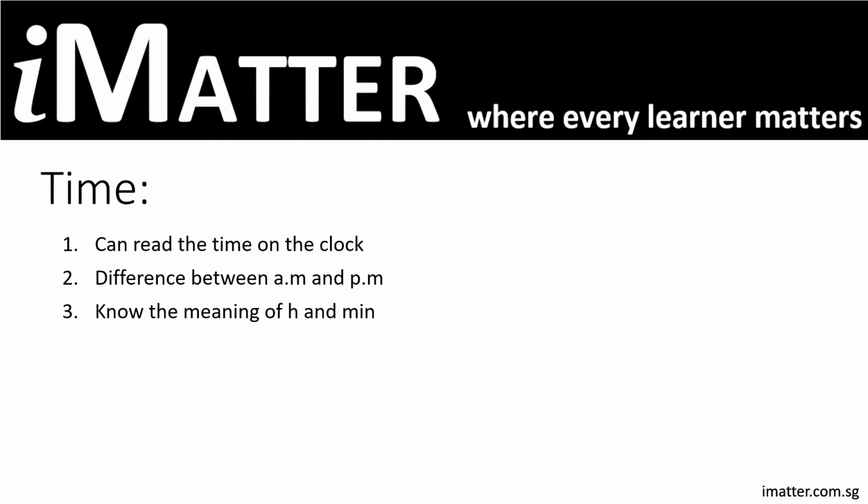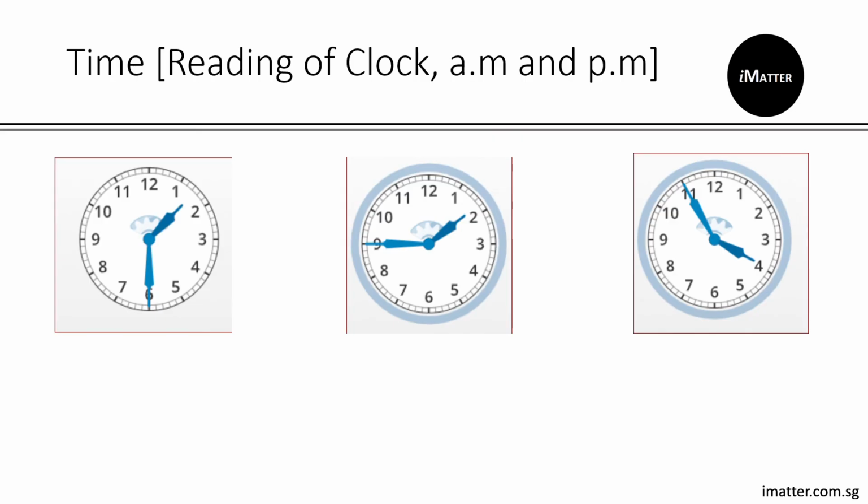Next is time. In order to know how to do time, you must read the time on the clock, you must know the difference between AM and PM, and know the meaning of hours and minutes. Now AM and PM you should know, which is AM is used for the morning, PM is used for afternoon and evenings. The meaning of H and min is hours and minutes. Now let's focus on reading the time on the clock. There are 3 timings for the clocks over here. Could you try to read all of them? The answers will be shown in a bit.